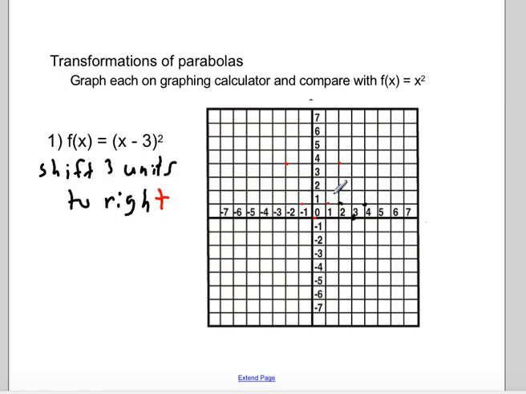Shift it over 3. So now it's sitting over there at 2, 1. And I can do that for every single one of my red points there, like I did for the original parent function. And then once I've done that, I can connect my points. I'm not doing a very good job of getting that very nicely.